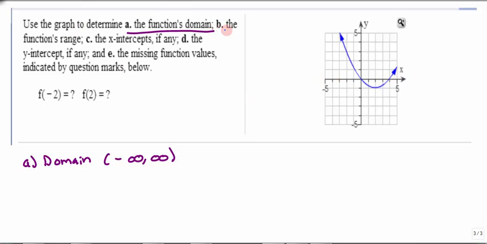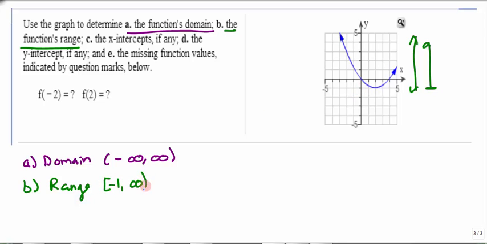Part B is the function's range. So let's go ahead and look at the range. Now again, range is vertical. So if we look at this vertically, up and down, we can see that it starts right here and then goes up. Well, the y value where this is starting is at -1 and it goes off toward infinity. So there's our domain and a range.